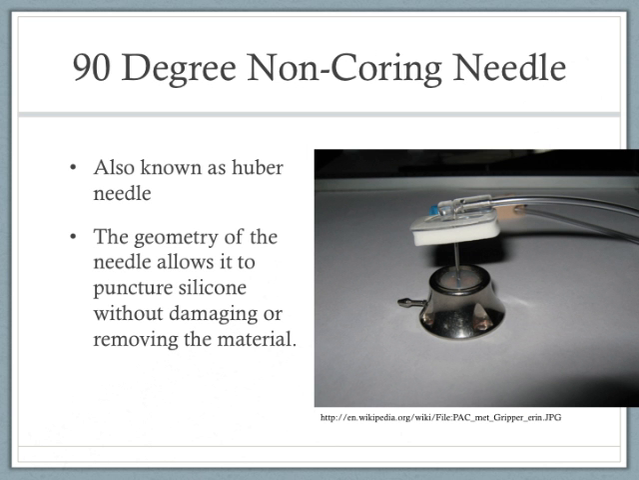In the previous slide, I mentioned the Huber needle that you use to access these devices. This is the 90-degree non-coring needle. These are manufactured in a way so that it can puncture the silicone without damaging or removing the material. That's the non-coring part of it. These are made so that you can access the device over and over many times. If you use a device other than the non-coring needle, it risks damaging the septum of the device and prevent it from sealing back up when you remove the needle or when someone else at the hospital removes the needle after it's done being used.